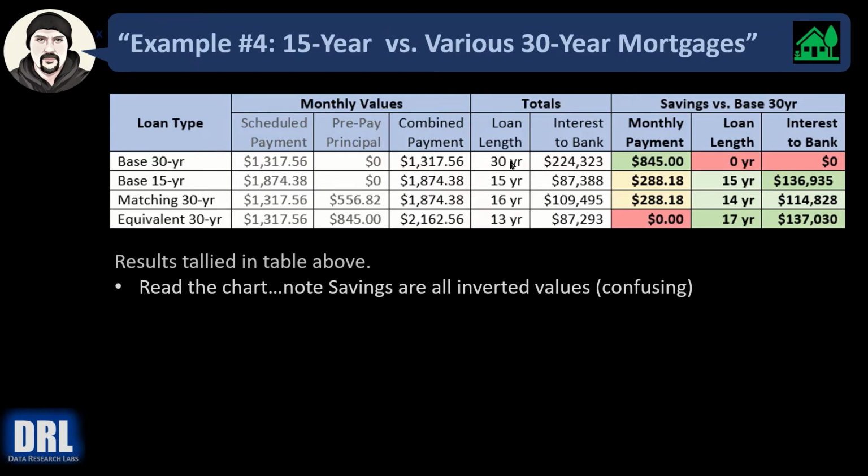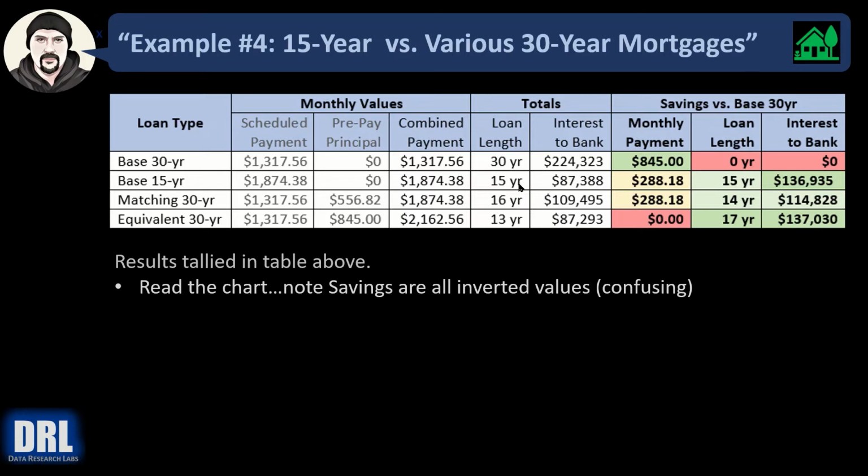The loan length: if you do a 30-year and you don't prepay anything, it's 30 years. If you do a 15-year and don't prepay, it's 15 years. If you do a 30-year and you have the payments match what the 15-year would have been, you're done in 16 years. That's 1 year longer. But to do the equivalent where your interest to the bank, $87,000 on the 15-year, is the same with a 30-year loan, you're having to pay more out each month and you end up getting done earlier. You get done in 13 years instead of 15.